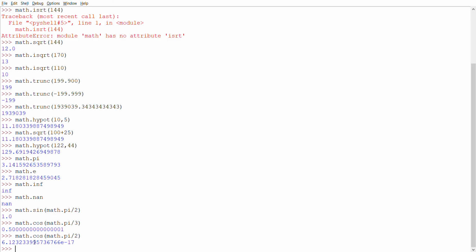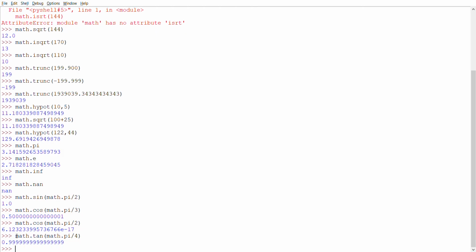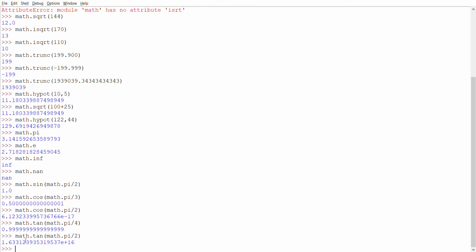The same you can check with tan theta. Tan, what is the value at 45 degrees? 1, right? Pi divided by 4 gives 1. It is close to 1, 0.999, right? Then tan of pi divided by 2 basically goes to an infinite value.